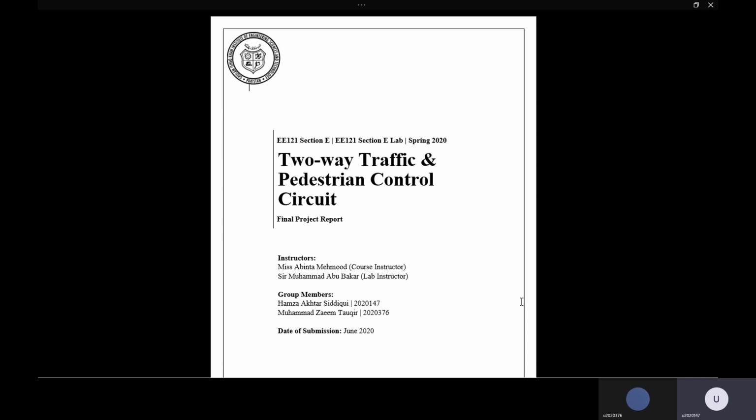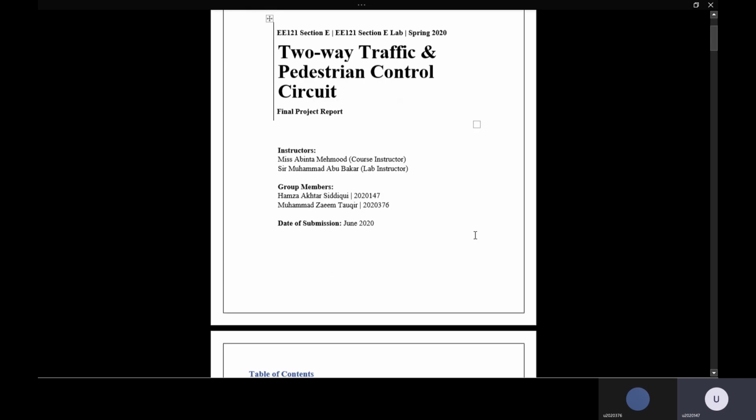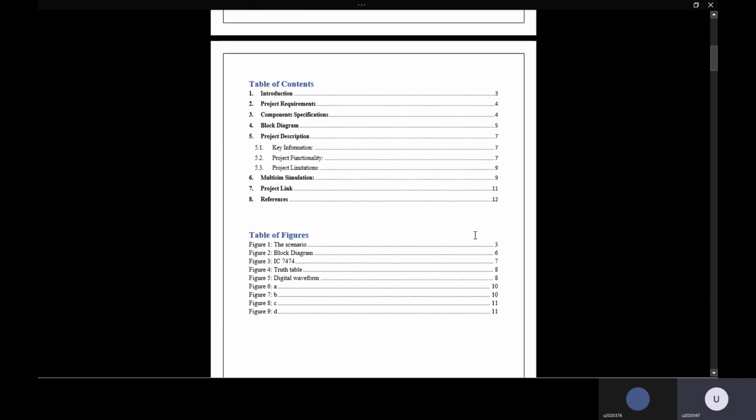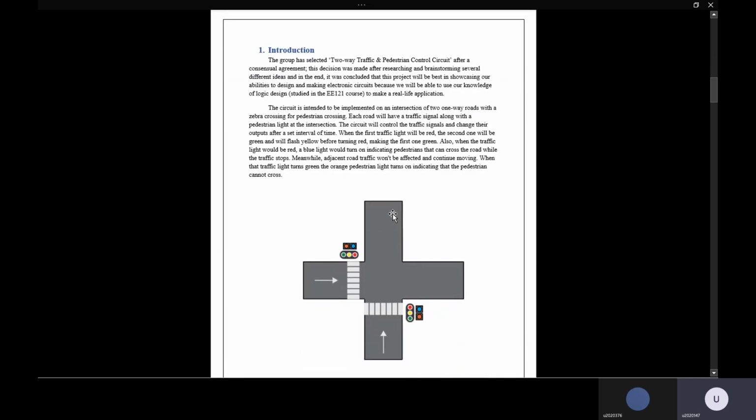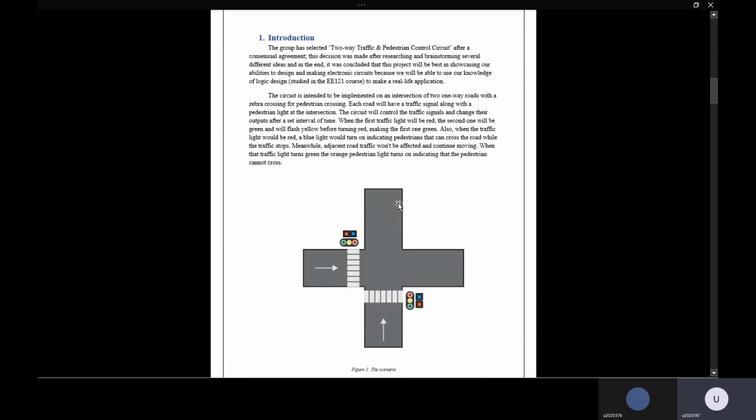So for our final project, we have decided to make a two-way traffic and pedestrian control circuit. Moving on towards our introduction of our project, we have basically chosen this project to showcase our abilities to design and make electronic circuits, and we think we will be successful in making a real life application using logic design.